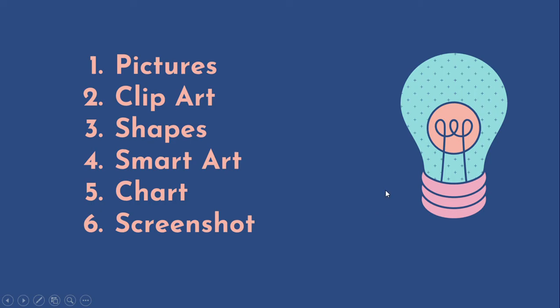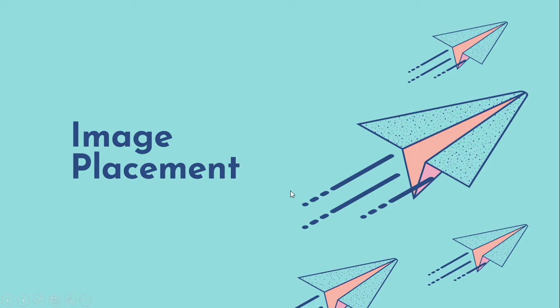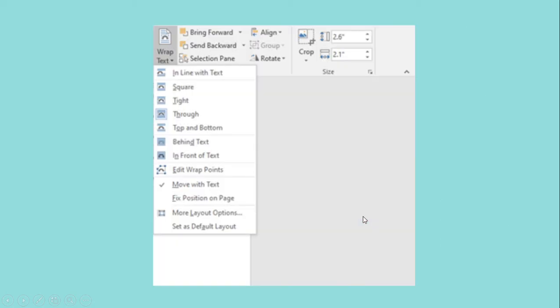Now for image placement, this is what we use to manipulate the images that we are putting in our document. We have inline with text, square, tight, through, top and bottom, behind text, and in front of the text. When you say inline with text, normally if you put a picture in the document and there's text, it will definitely distort the text that we have. Same goes with square, so you will be able to create the square pattern on your document.